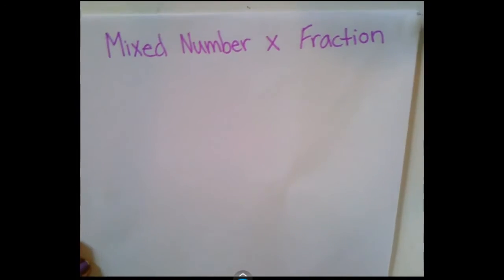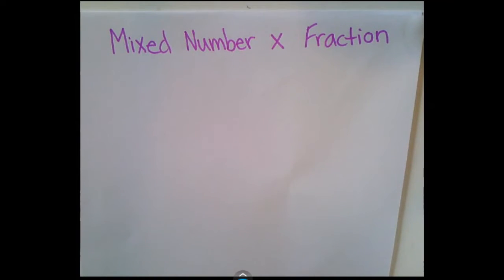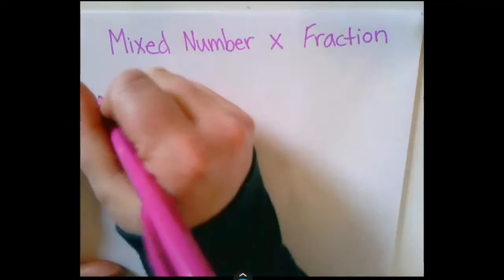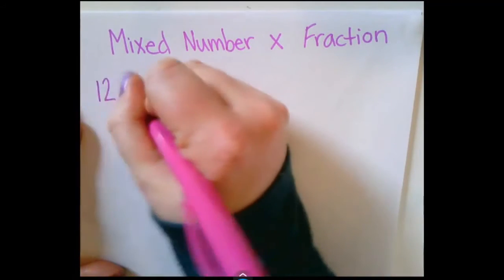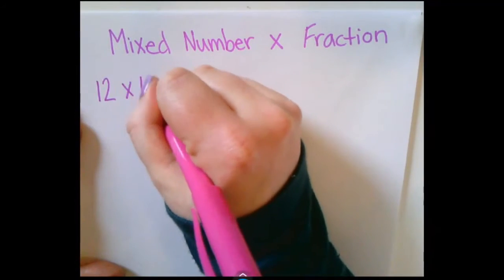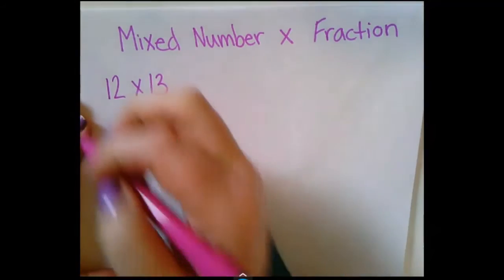Today we're going to be talking about multiplying mixed numbers times a fraction. So when we multiply mixed numbers and fractions, we follow the same procedure as we follow when we multiply whole numbers. So for example, if I give you 12 times 13, we know to make an area model.